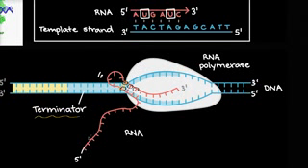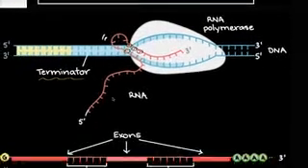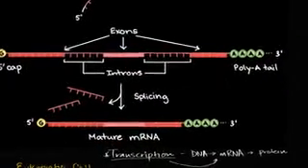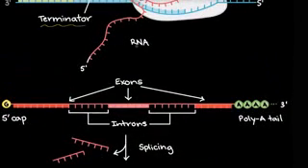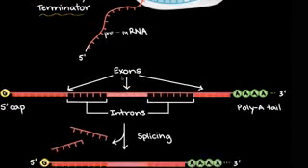Now, if we're talking about a prokaryote, we're done. We would have formed this messenger RNA, which then can go to a ribosome and be translated into a protein. But if we're talking about a eukaryote, well, then we have to do a little bit of processing. If this is a prokaryote right over here, this would be our mRNA. If this is a eukaryote, then this is our pre-mRNA, which now has to be processed.